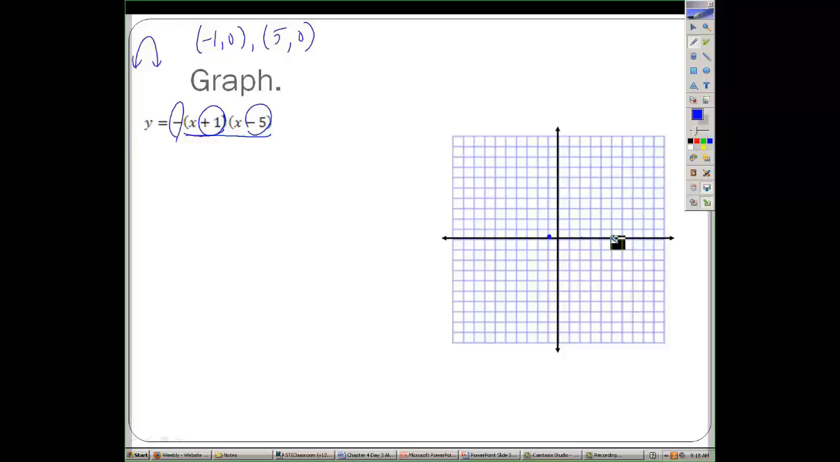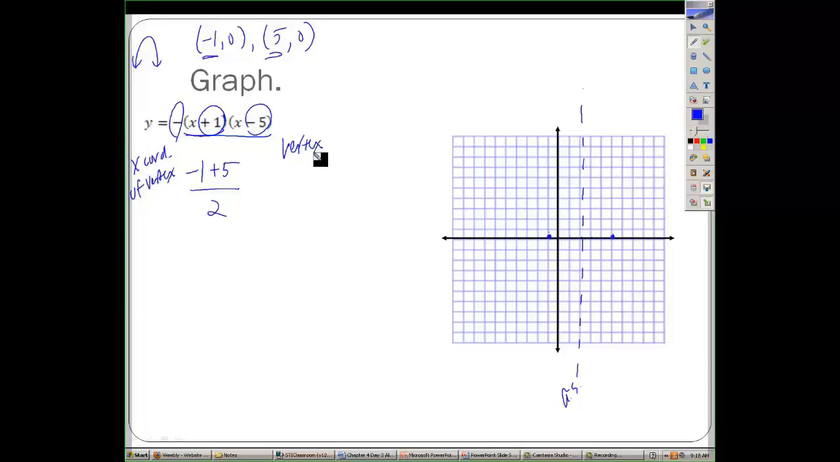The only thing left to do is just find the vertex. Well, we could just look at our graph and figure out that I know the vertex has to be halfway in between these 2 points because parabolas are symmetric, okay? So I could count and say, it looks like right there is in the middle. That's one way to do it. However, that just represents my axis of symmetry. What we can do instead is take the average of the x-intercepts, the average of negative 1 and 5. Negative 1 plus 5 divided by 2. Now remember, this is the x-coordinate of the vertex.